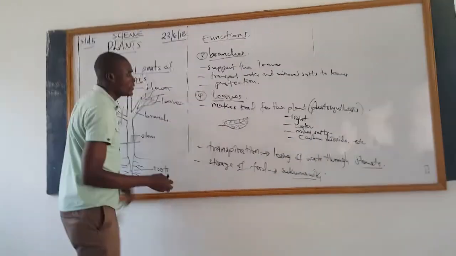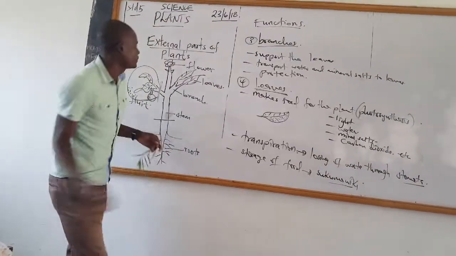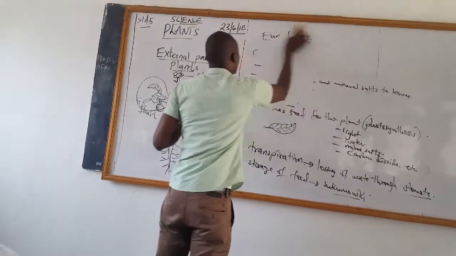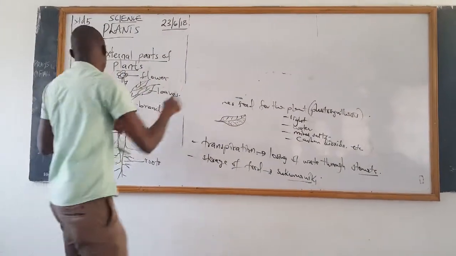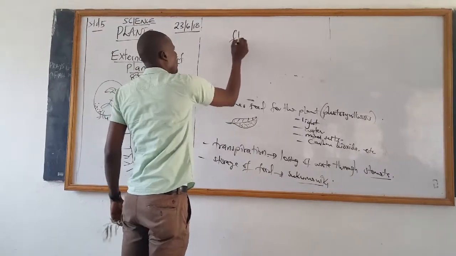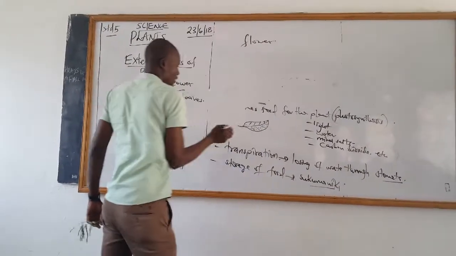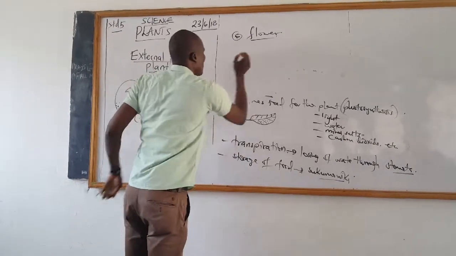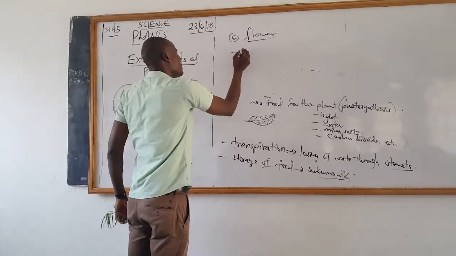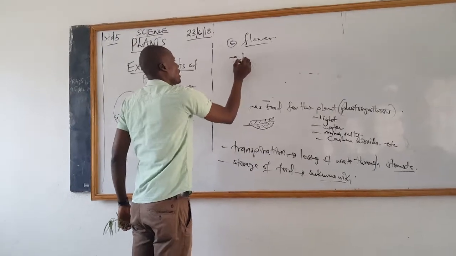Rover. So we are remaining with the last one, that is a flower, that we can call it a day. A flower. What is the function of a flower? A flower is going to be number 6. The major role of a flower is for reproduction.